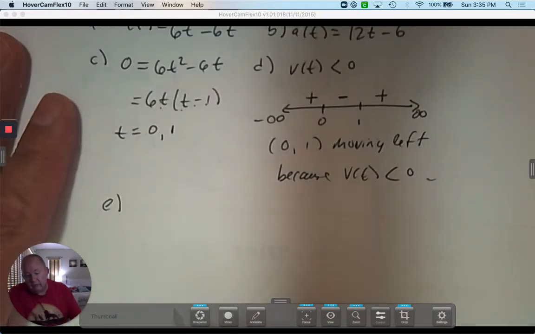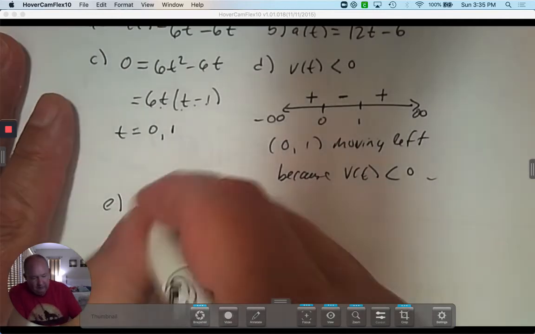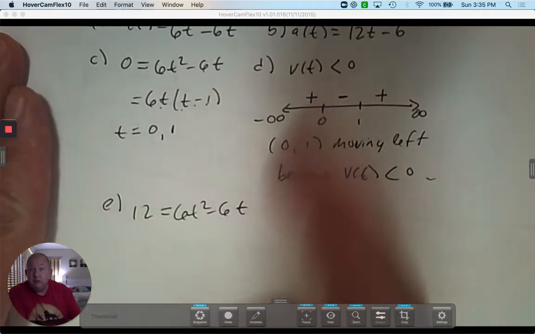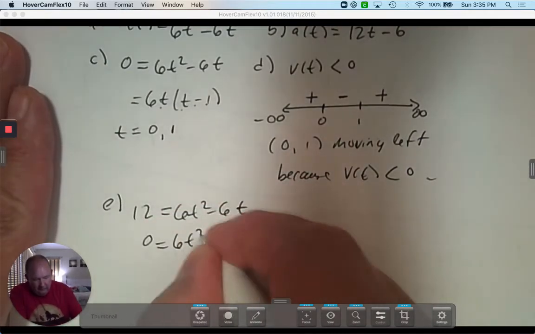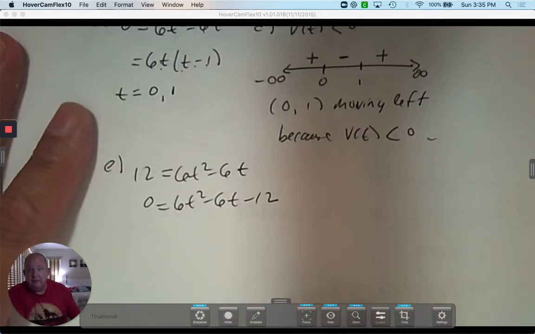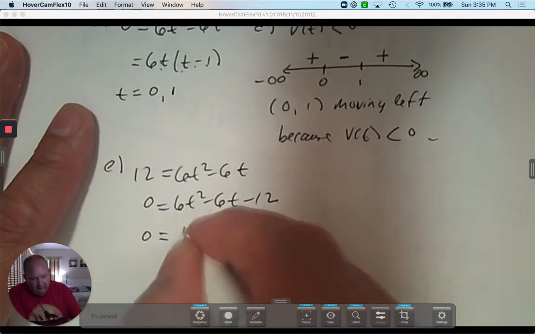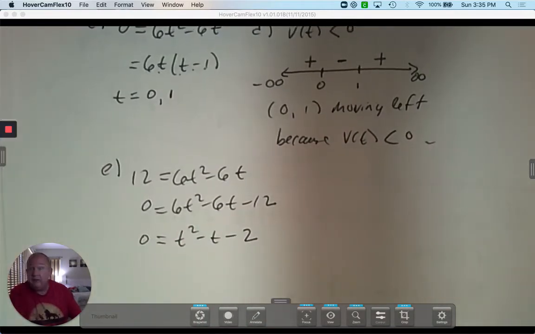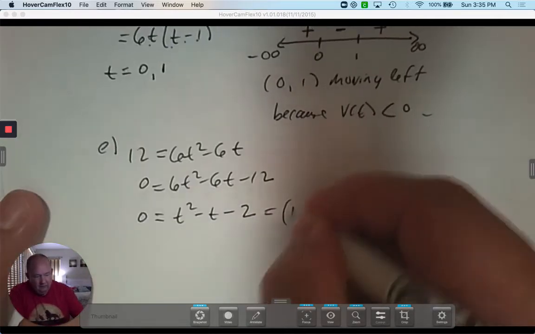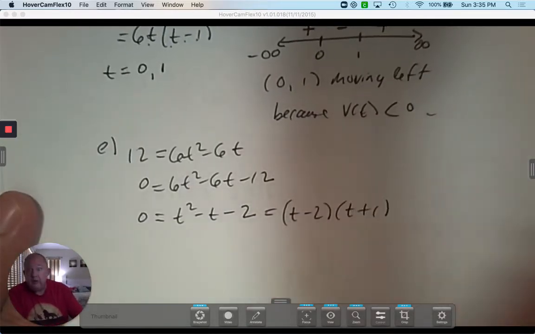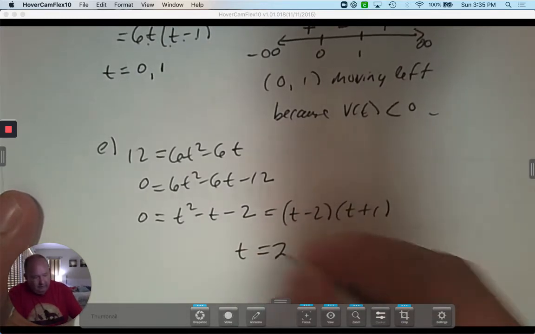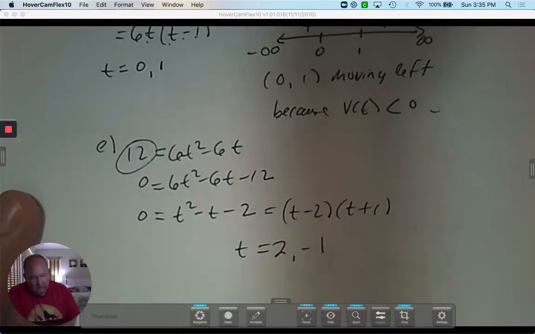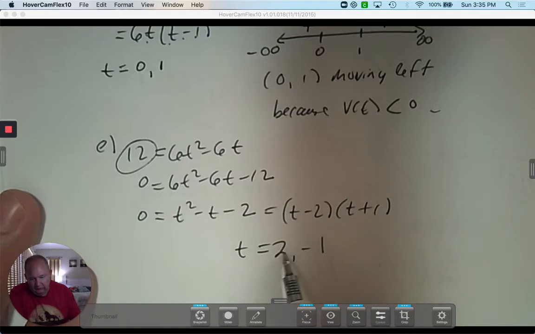When is the particle's velocity equal to 12 feet per second? So take the velocity, make it equal to 12. So that's what I'm going to do. This is a quadratic, so I'm going to subtract 12 and make it equal to 0. I'm also going to simplify this, so I'm going to divide everything by 6. If I divide everything by 6, I get t squared subtract t subtract 2. And then I can factor it. Hopefully it's easy factoring, negative 2 and positive 1. So then when I solve it, I get positive 2 and negative 1. So when is the velocity equal to 12? The answer is when t equals 2 and negative 1.